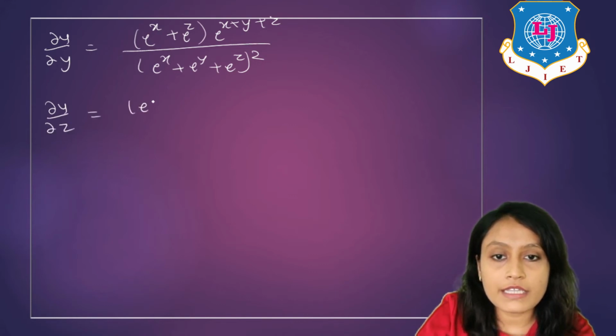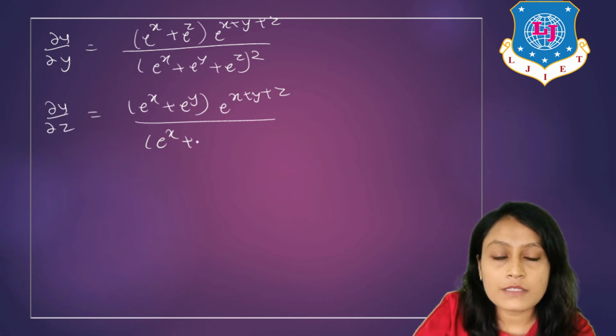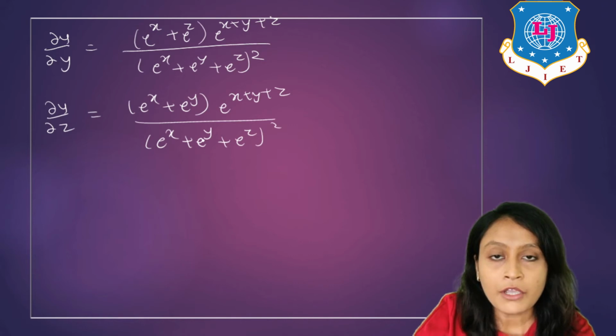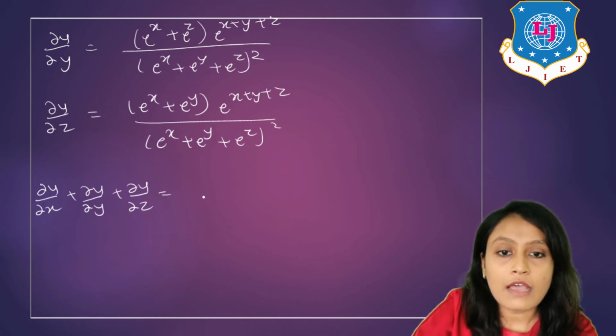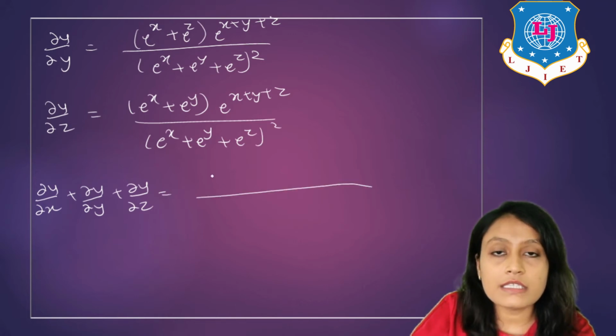Okay. Now similarly we can write del u by del z. So it will be e raised to x plus e raised to y into e raised to x plus y plus z upon e raised to x plus e raised to y plus e raised to z whole square. Okay, now we have to add them, that is del u by del x plus del u by del y plus del u by del z. Now you can see the denominator is the same in all the three terms. Okay, so we will write this common denominator.